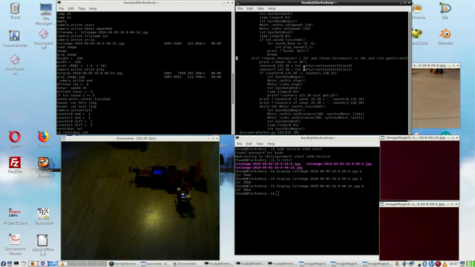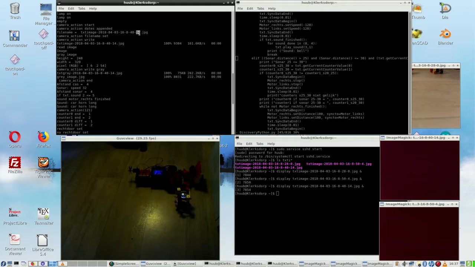I added this new condition, so distance between 25 and 30. I discovered something else though, that I had two conditions with camera action 14, so that makes it not quite clear which one it was. But let's see how this fares.